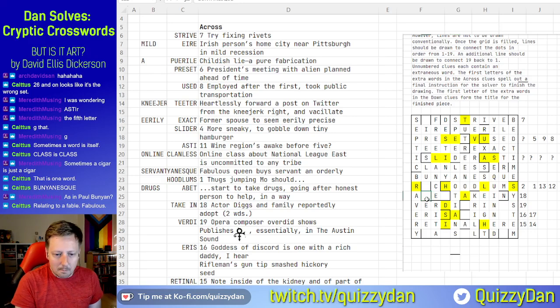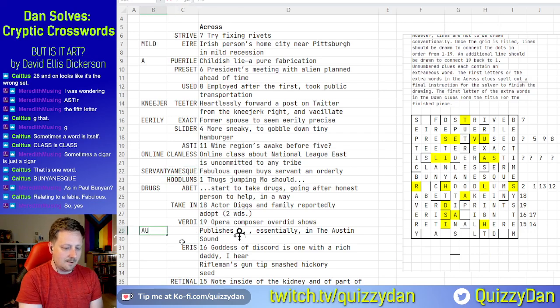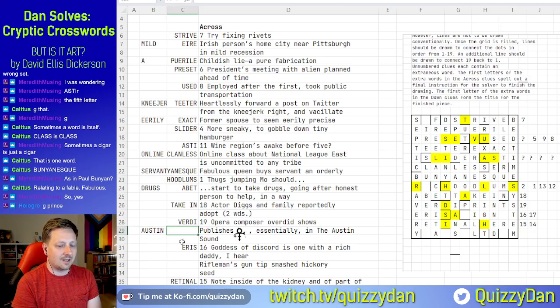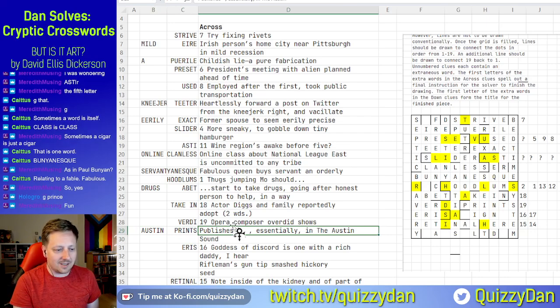Hoodlums, and then we have a bet. Then we have take in, then we have Verdi. Then we have this one. Publishes essentially, in the Austin sound. Oh, okay, so it's Prince. So Austin is your extra word there. So that's quite cool. That sounds like Prince. And it's Prince to publish. Then we have Ellis, which is in there.